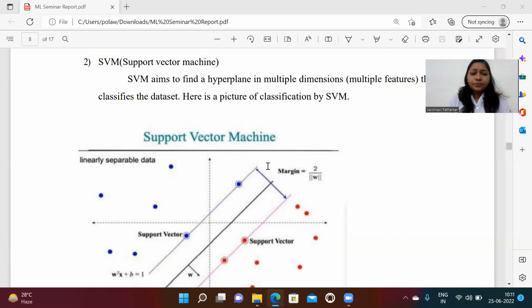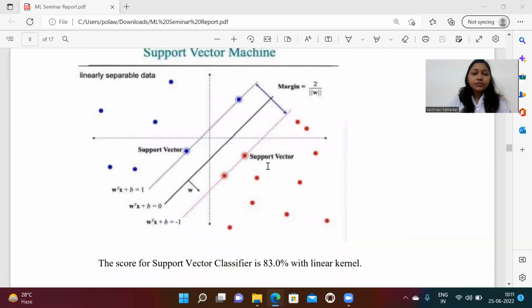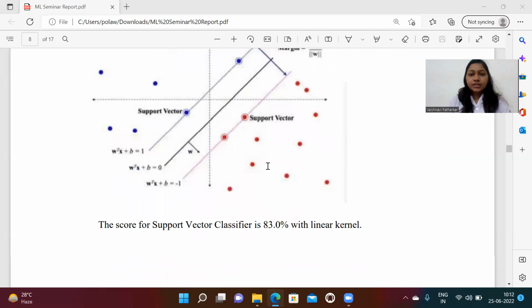In the above diagram, we can see the classification problem. The dots are data points which are separated with a linear margin, and the two support vectors and the data points converted with the vectors are used for prediction. The score for the cases is 83.0%. This algorithm also has kernel tricks for non-linear problems.